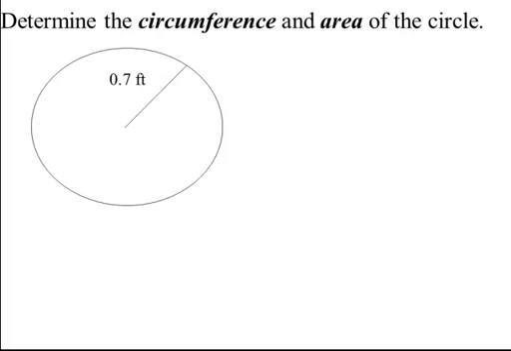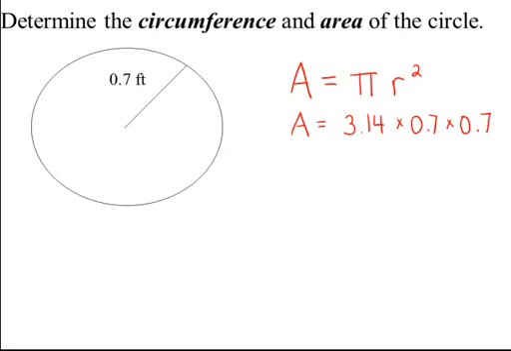Now we'll move on to find the area of the circle. Area equals pi r squared. In this chapter, we'll use the decimal approximation of pi, which is 3.14. Our radius is 0.7, and squaring means to multiply it by itself. So I'll multiply 3.14 times 0.7 times 0.7.